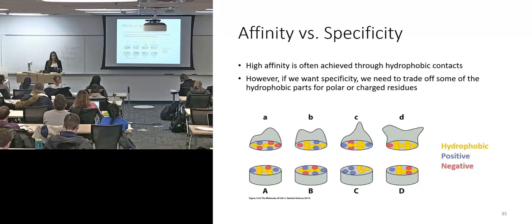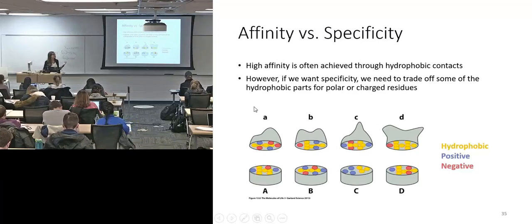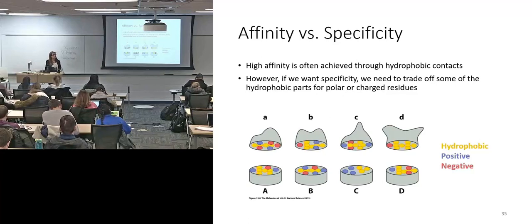So high affinity is often achieved through hydrophobic contacts. However, if you want specificity, you need to trade off some of the hydrophobic parts for polar or charged residues. What brings the specificity is a particular pattern of binding: a particular pattern of negatively charged residues, positively charged residues, things that are able to form salt bridges, things that are able to make hydrogen bonds. What makes binding really strong, really high affinity, is just putting in a bunch of hydrophobic groups, but these two things are in competition.